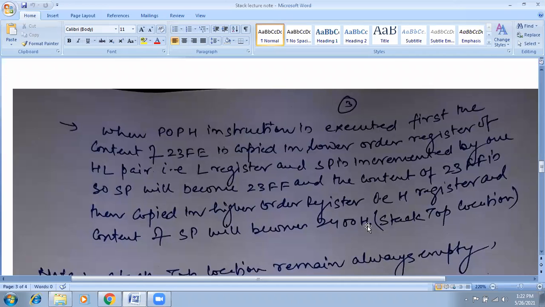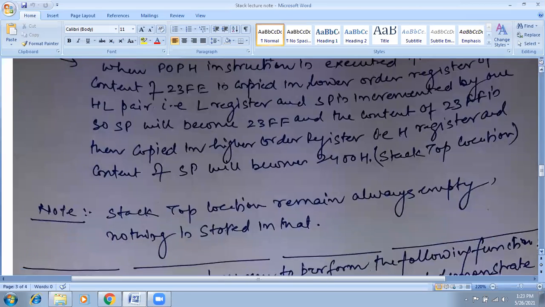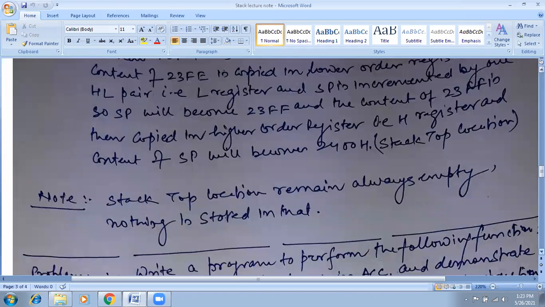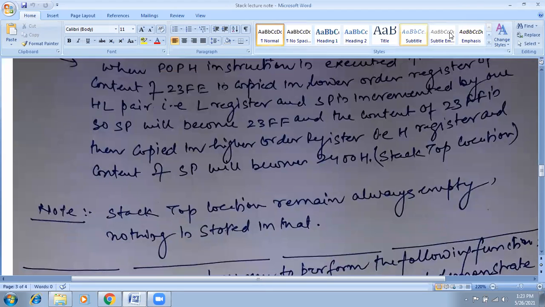Whenever we have to do a push operation, first of all, the stack pointer is decremented by 1 and then the copying operation is done. And whenever we have to do a pop operation, first of all, the copying operation is done and then we increment the content of the stack pointer. So that is why it is always said that the stack top location always remains empty and nothing is stored in it. That is all about the operations related to the stack, which are to be used in 8085 during the programming process.